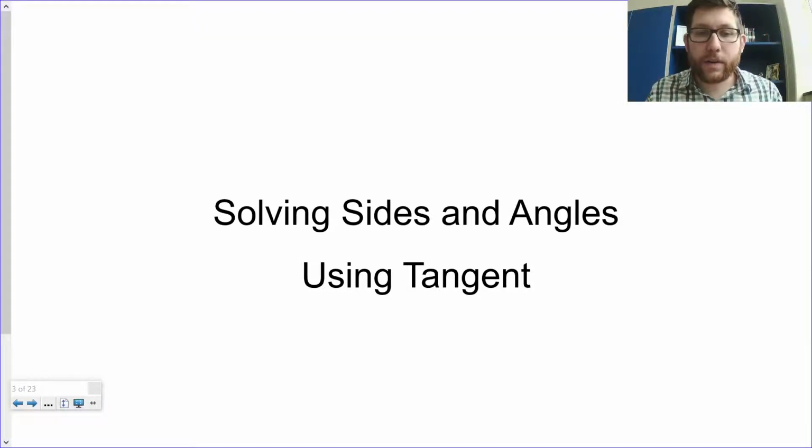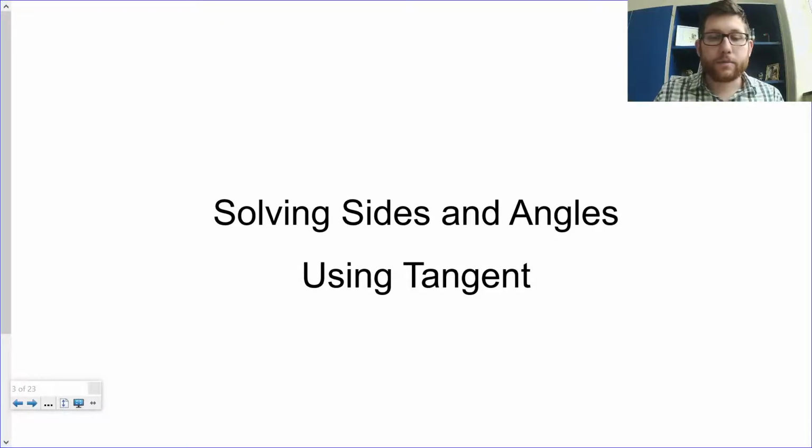All right, in this video, we're going to take a look at solving sides and angles using tangent. Up until this point, we've set up the ratios, sine, cosine, and tangent ratios, but actually that all serves a purpose. That purpose is to solve for pieces inside of right triangles. So we're going to look at tangent today.